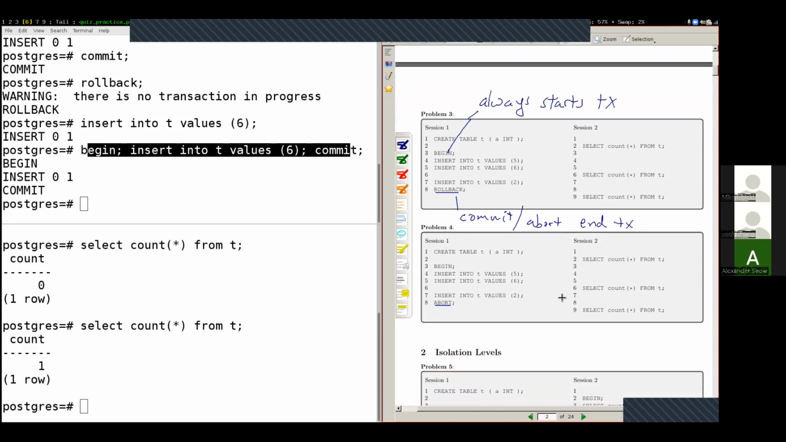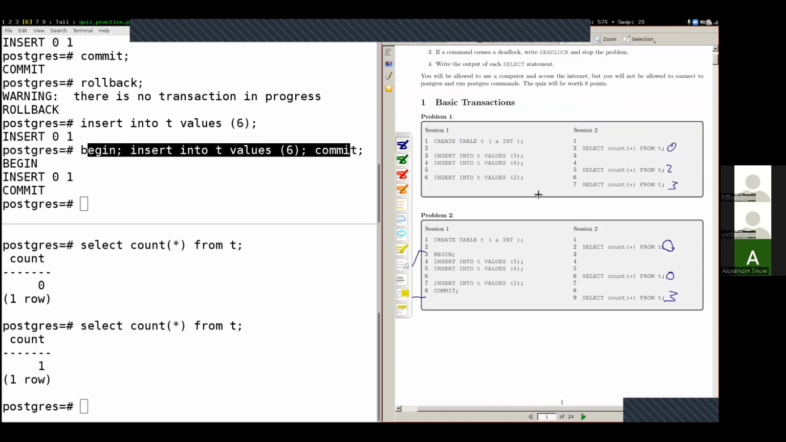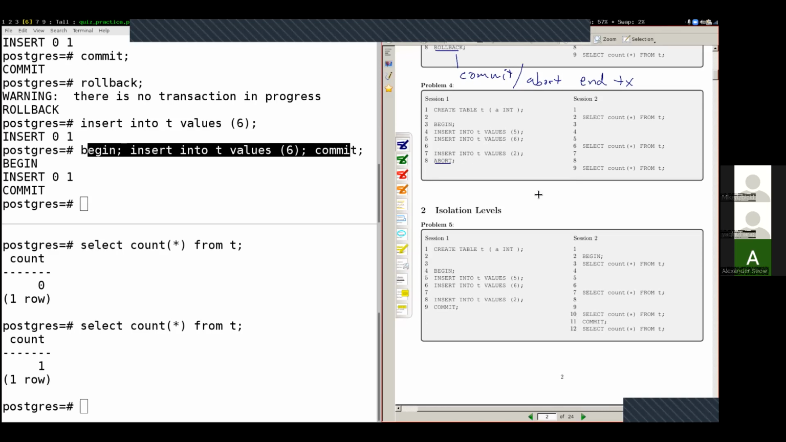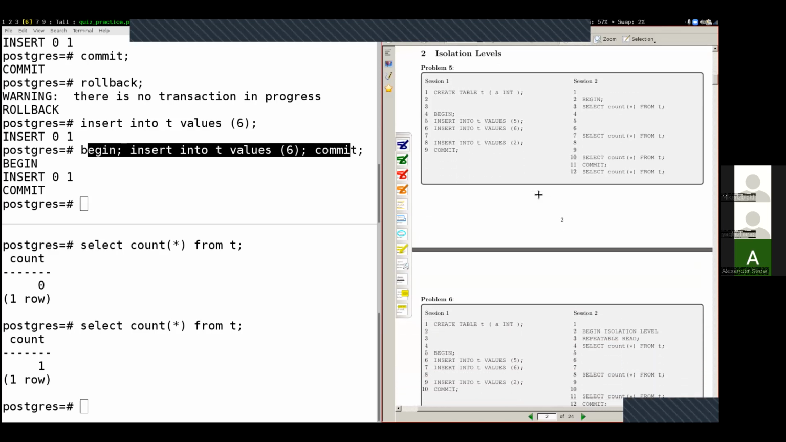Okay. So that's all for the basic transactions. What we're going to talk about next are isolation levels. So Postgres offers this isolation guarantee, and it turns out that there are 4 different guarantees that the SQL standard demands that a SQL database can provide. And Postgres supports all of those.